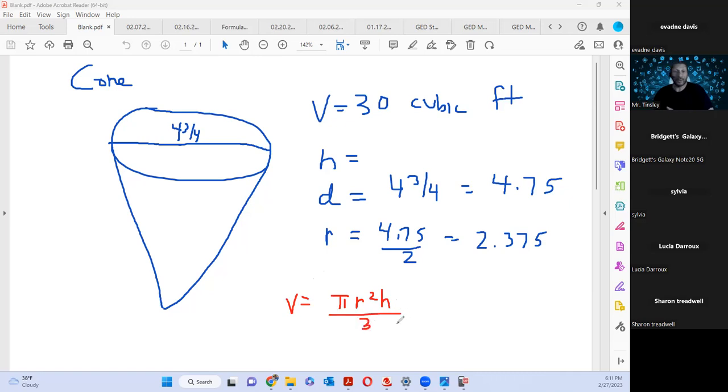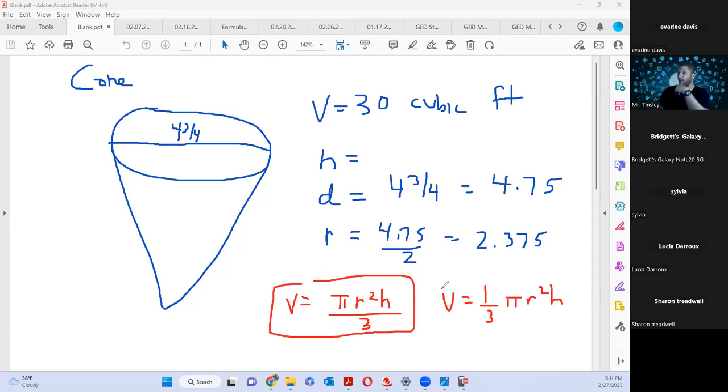Correct. Now, hold on. That's not what she said. She said 1/3 pi r squared h. What did I put? Are these the same formula? Yes. Multiplying by 1/3 is the same as dividing by 3, right? So now, again, we already know our formula.